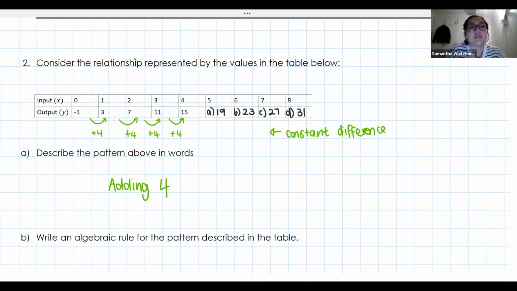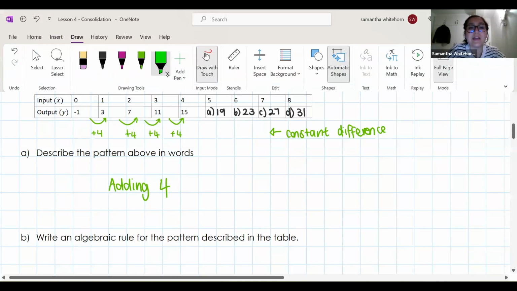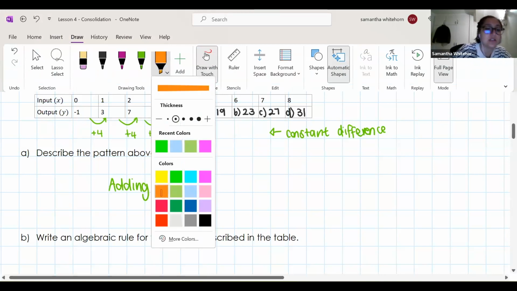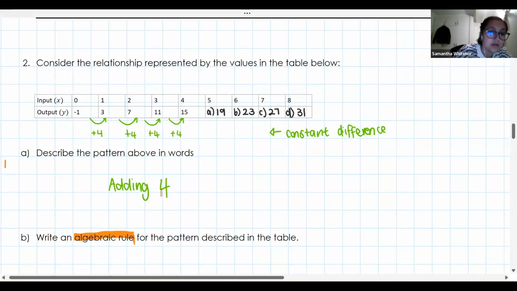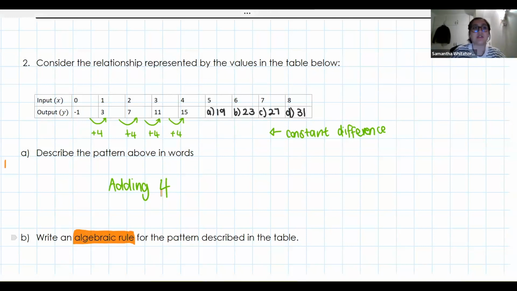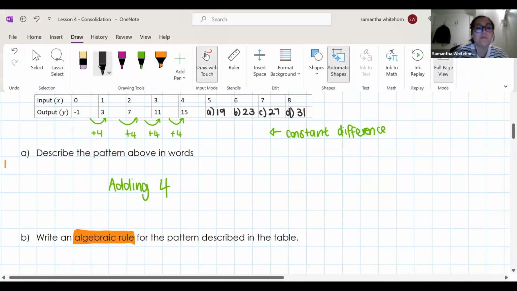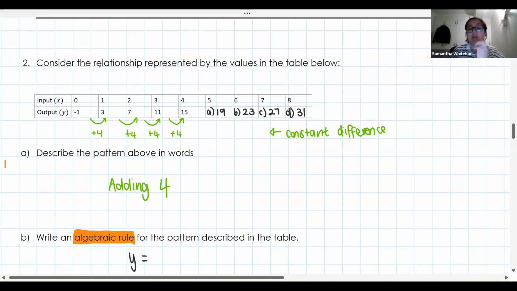Now we want to be able to express this pattern or express this whole relationship as a rule. So what I want you guys to try for me now is to try and come up with the algebraic rule that will describe this pattern. So remember, this should be in the form y equals something happening. I will give you a hint. It is not just y equals 4x. You probably need to do more than that. So have a think.